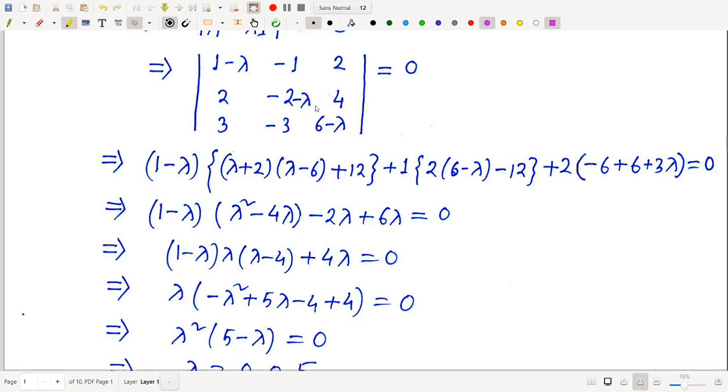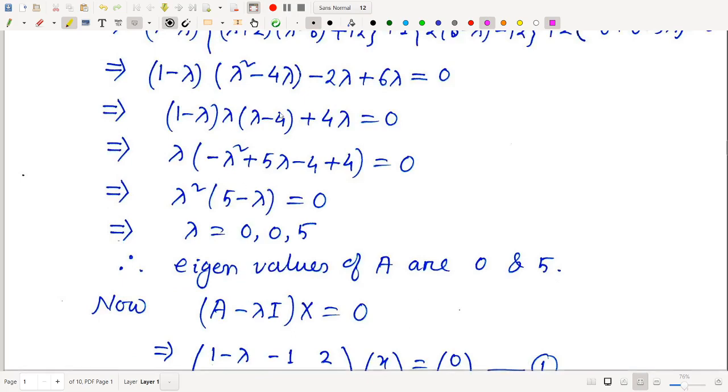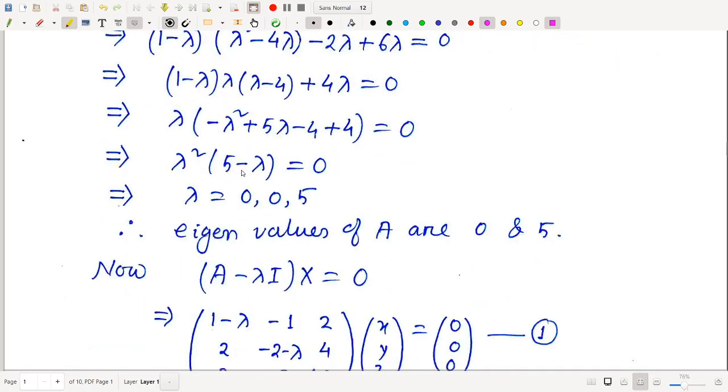Plus 2 into minus 3 means minus 6, minus 3 into that. This is minus and taken common, so plus will be coming here. Plus 6, 3 lambda. So simplifying, we have got this: lambda square bracket 5 minus lambda equal to 0. You will see the simplification later.